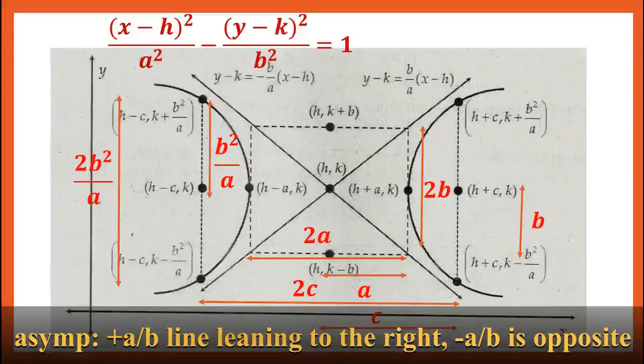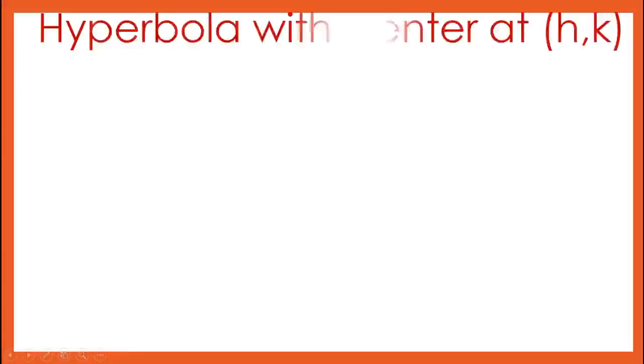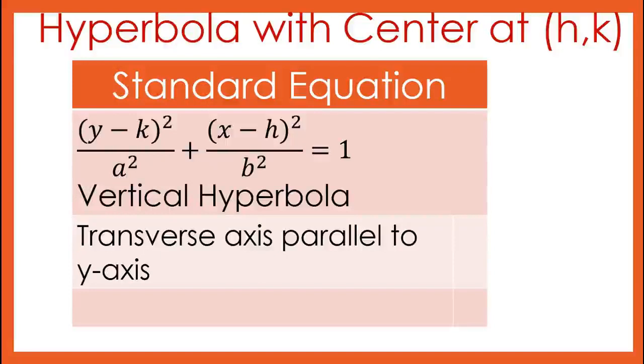Okay? This is only applicable if the equation of the hyperbola is this one, meaning our hyperbola is horizontal and transverse axis parallel to x-axis. And ang equation niya ay ito. Okay? That is (x minus h) squared over a squared minus (y minus k) squared over b squared equals 1. Okay? The next equation of hyperbola with center at (h, k) is this one.